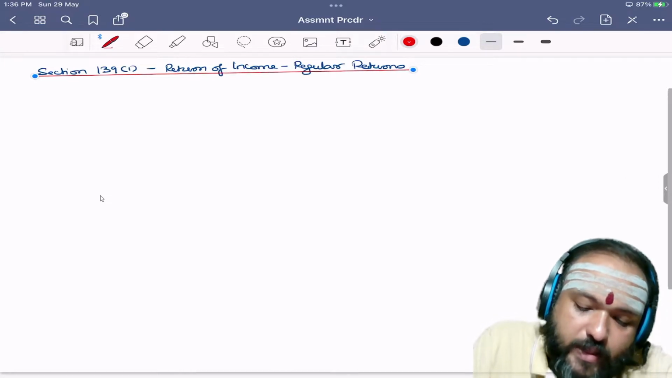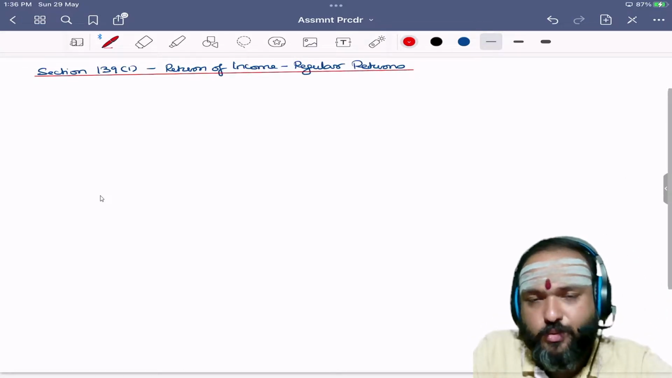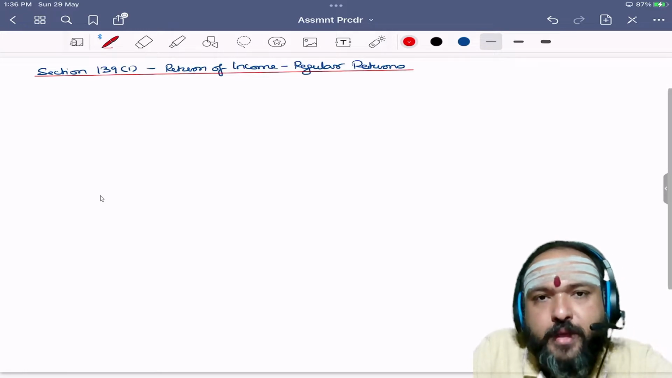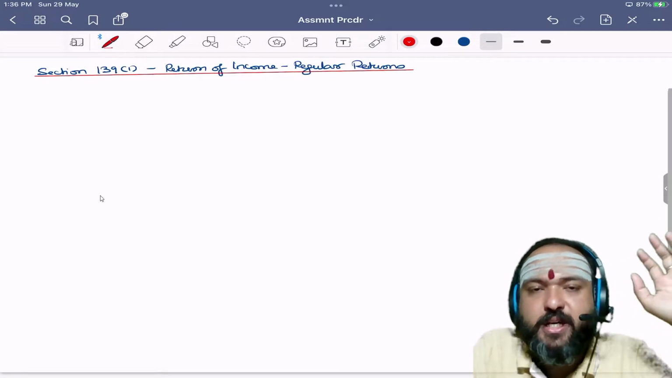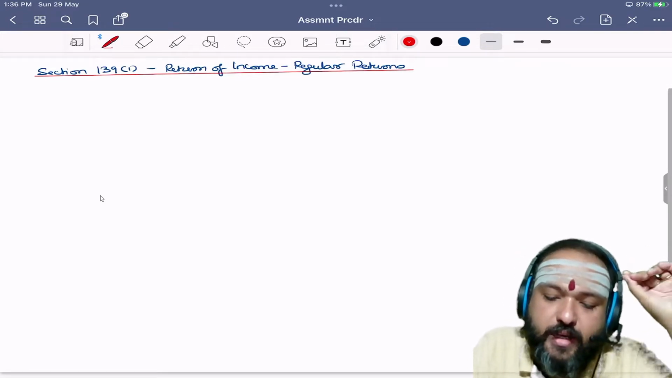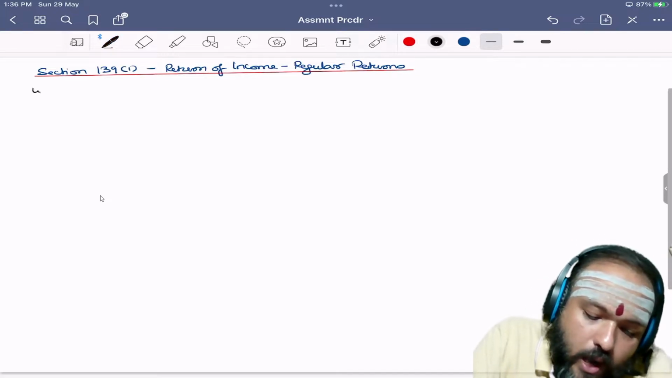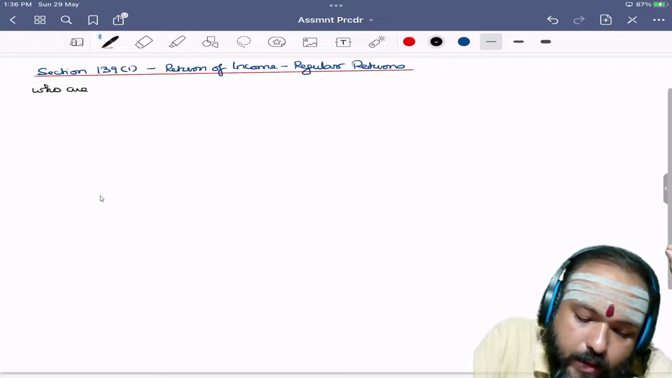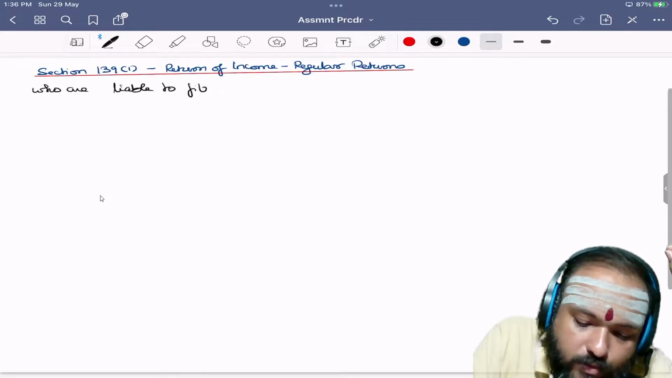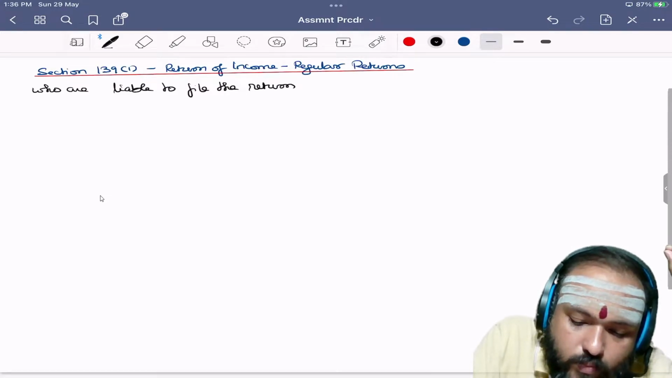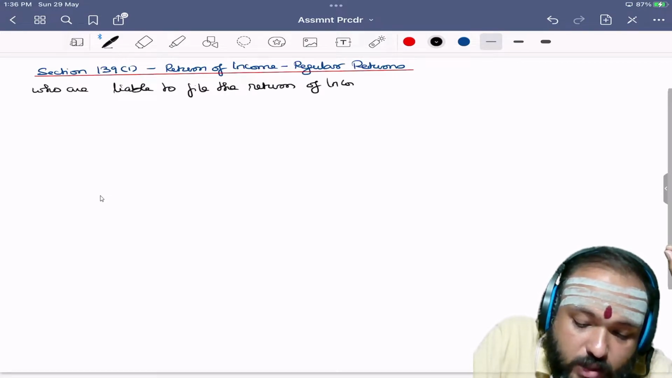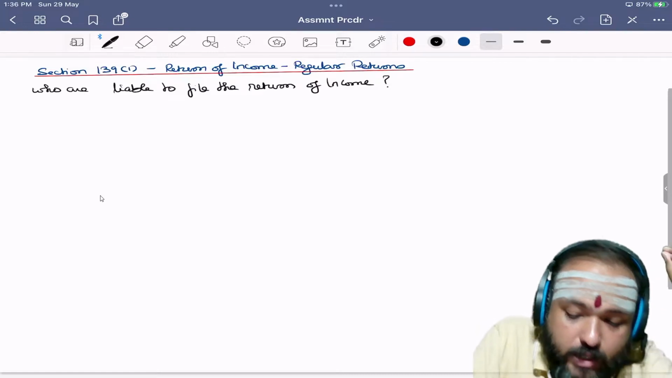So this is going to be the first section that we will be going through, section 139(1). Now, what is this section trying to tell us? It is first trying to tell who are liable to file the return of income. This is the first question this particular section is trying to address.